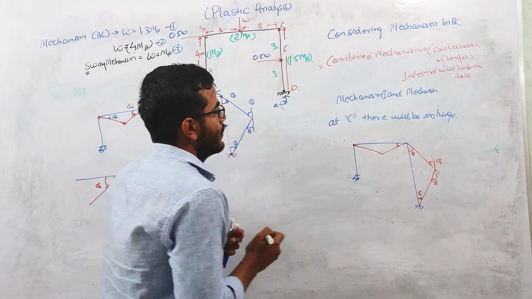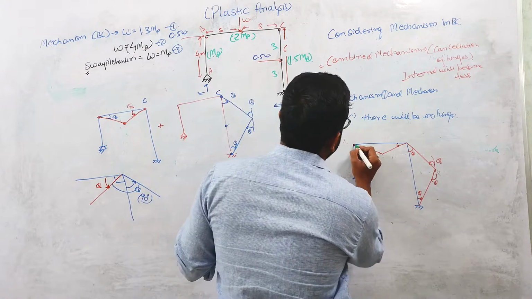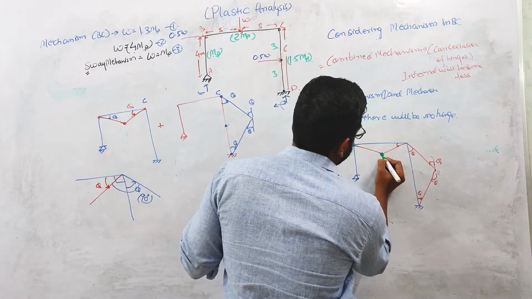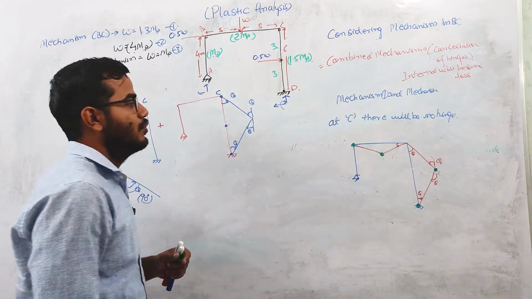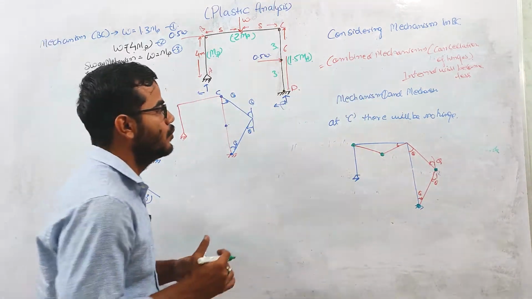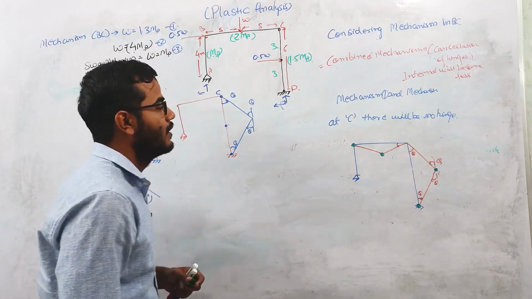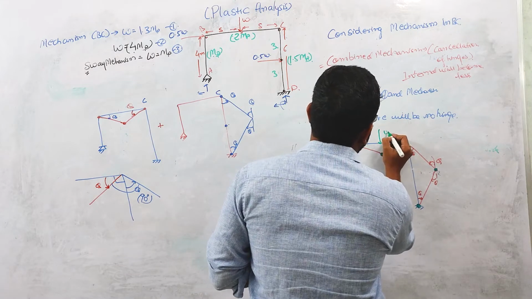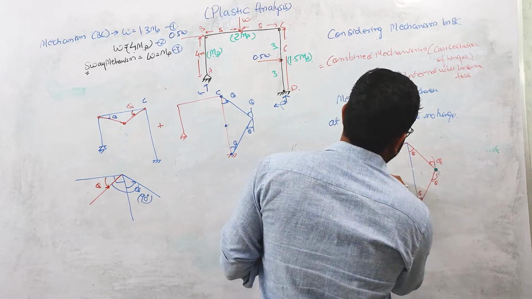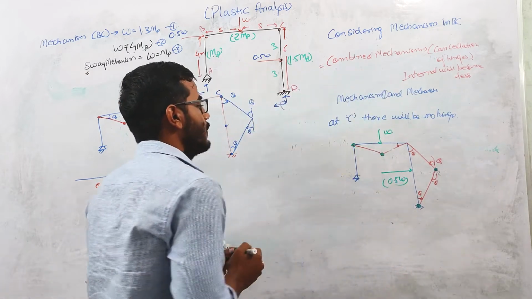Okay, so plastic hinges will be forming at this B point, and at this point, and this point. By combining mechanism 1 and mechanism 2, we are able to cancel the hinge at this point. So this load W is acting, and at this point the load 0.5 W is acting. There is no use of this load.